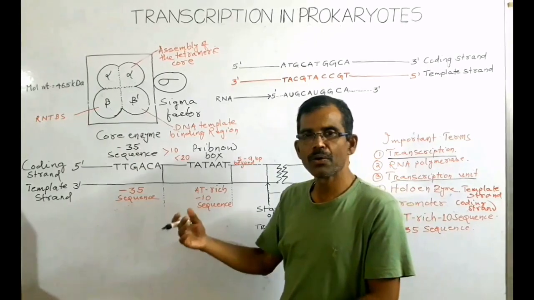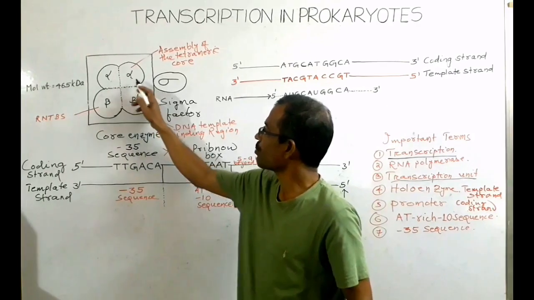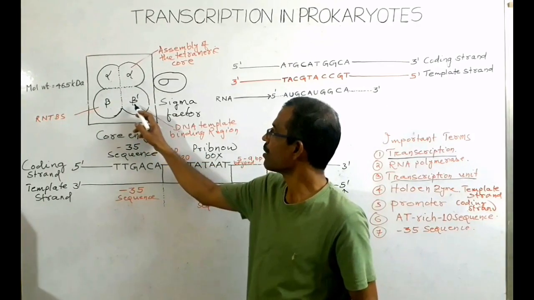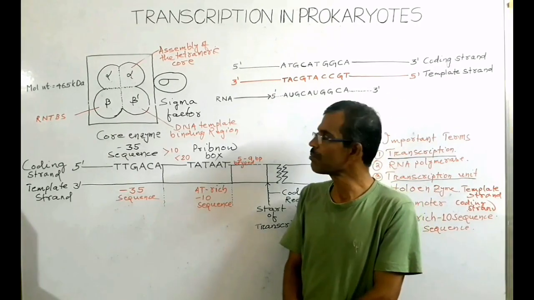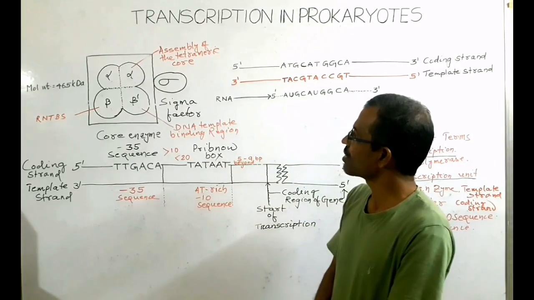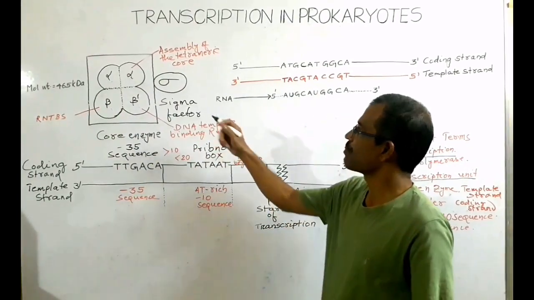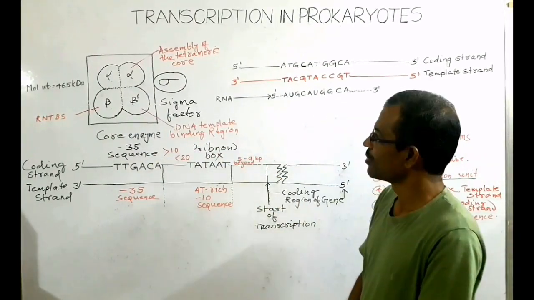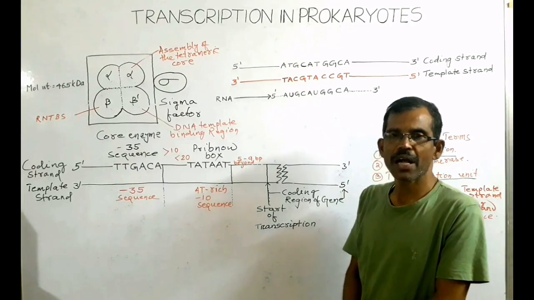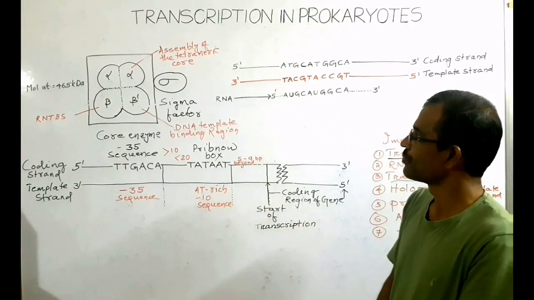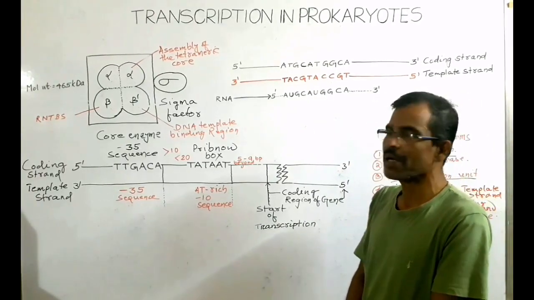So, the tetrameric core of RNA polymerase is composed of 2 alpha subunits, 1 beta subunit, and 1 beta prime subunit. The molecular weight of prokaryotic RNA polymerase is about 465 kilodalton. The alpha subunit is required for assembly of the tetrameric core, whereas the beta subunit possesses the ribonucleoside triphosphate binding site, and the beta prime subunit contains the DNA template binding region.